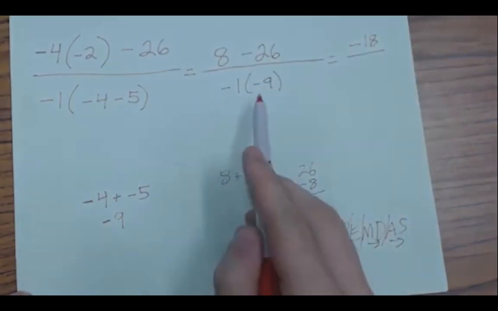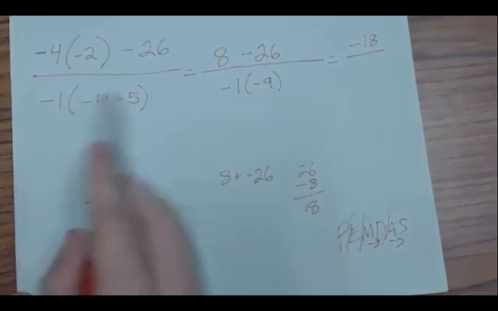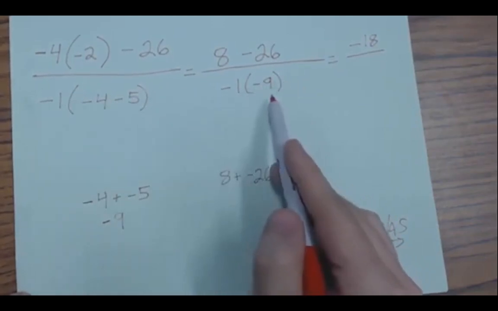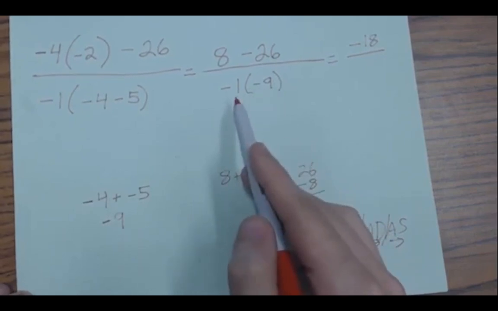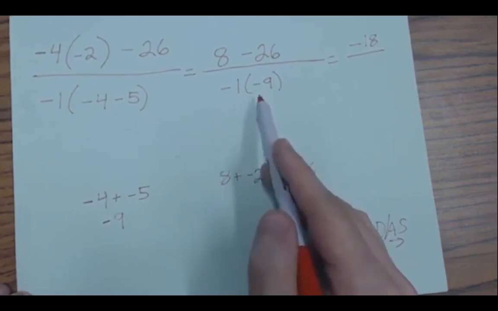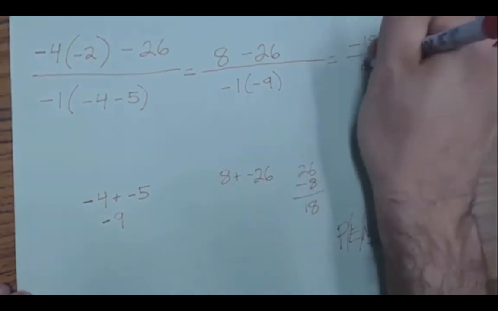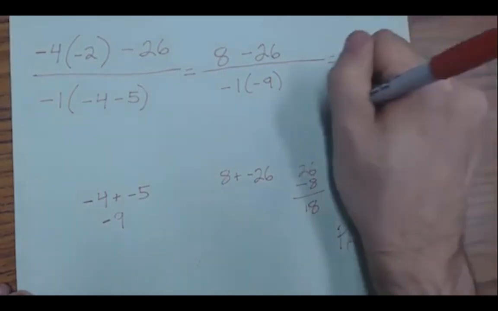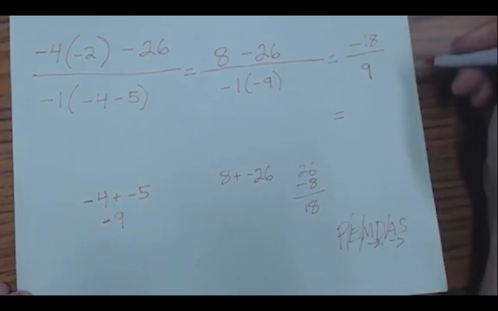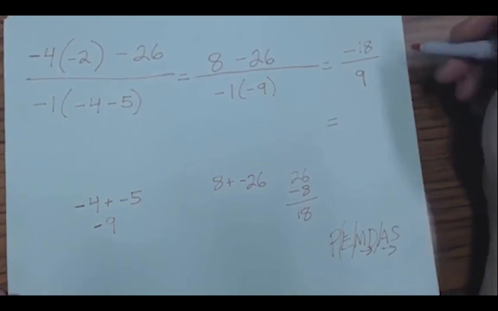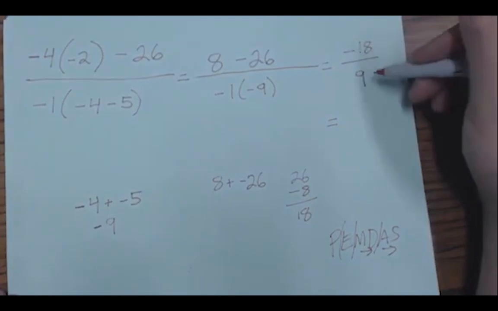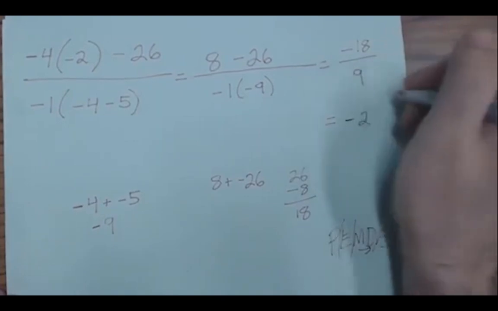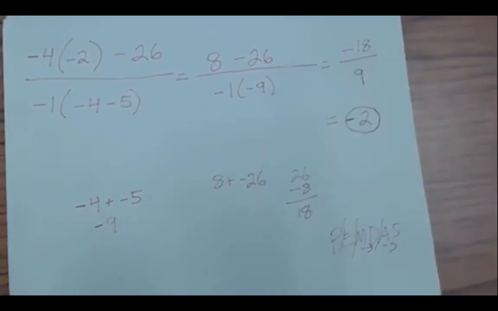So this is not -1 minus 9. This is -1 times this whole thing. -1 times -9. And it's the same sign, so our answer is positive. -1 times -9 is positive 9. Finally, negative divided by positive. Same rules as multiplication. Same sign plus, different sign negative. These are different signs. Negative divided by positive is negative. 18 divided by 9 is 2. So the answer is -2.